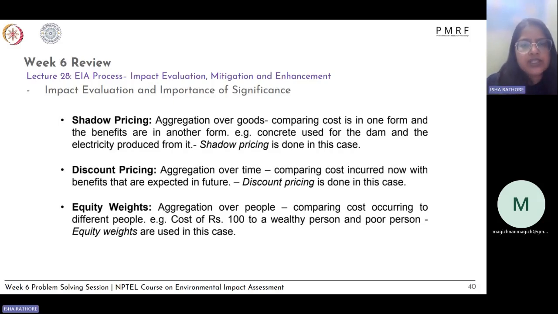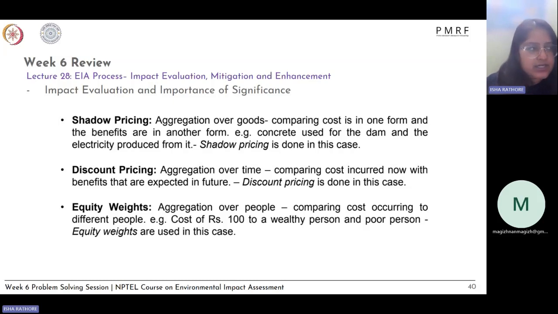Then you have the discount pricing, which is aggregation over time. So you are comparing cost incurred now with benefits that are expected in the future. That is, you're undertaking the cost now, but you're comparing the benefits in the future. So this is based over time.